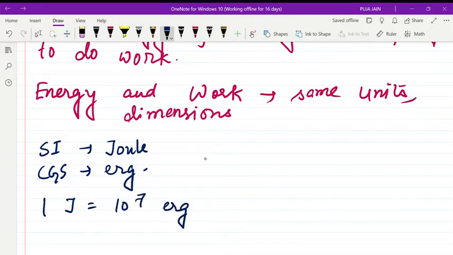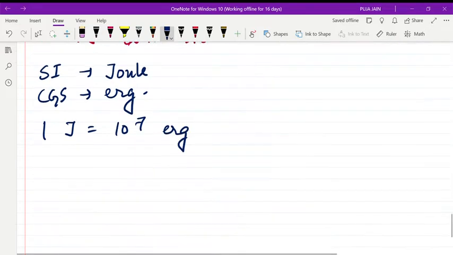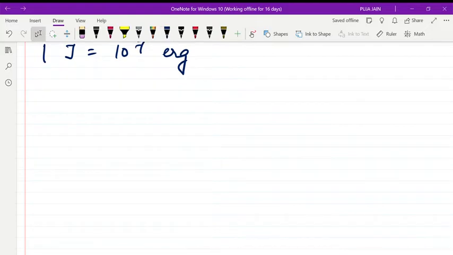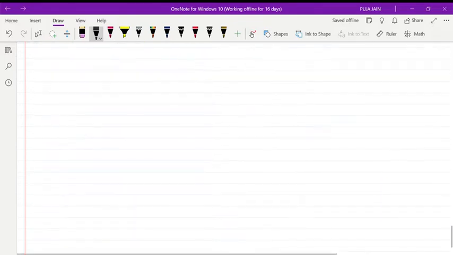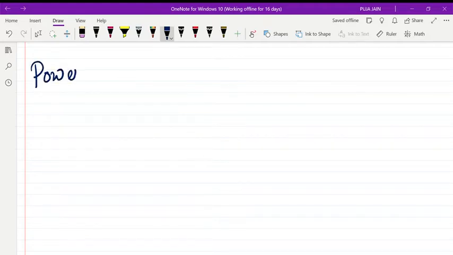Okay. But we use some bigger units for energy. We introduce two units, that is watt hour, and another unit is kilowatt hour. Now this concept I am keeping on hold for a minute, because if I first give you a brief idea of what power is, it will be easy to tell you what a watt is, because watt is the unit of power. So first we will get the concept of what power is.